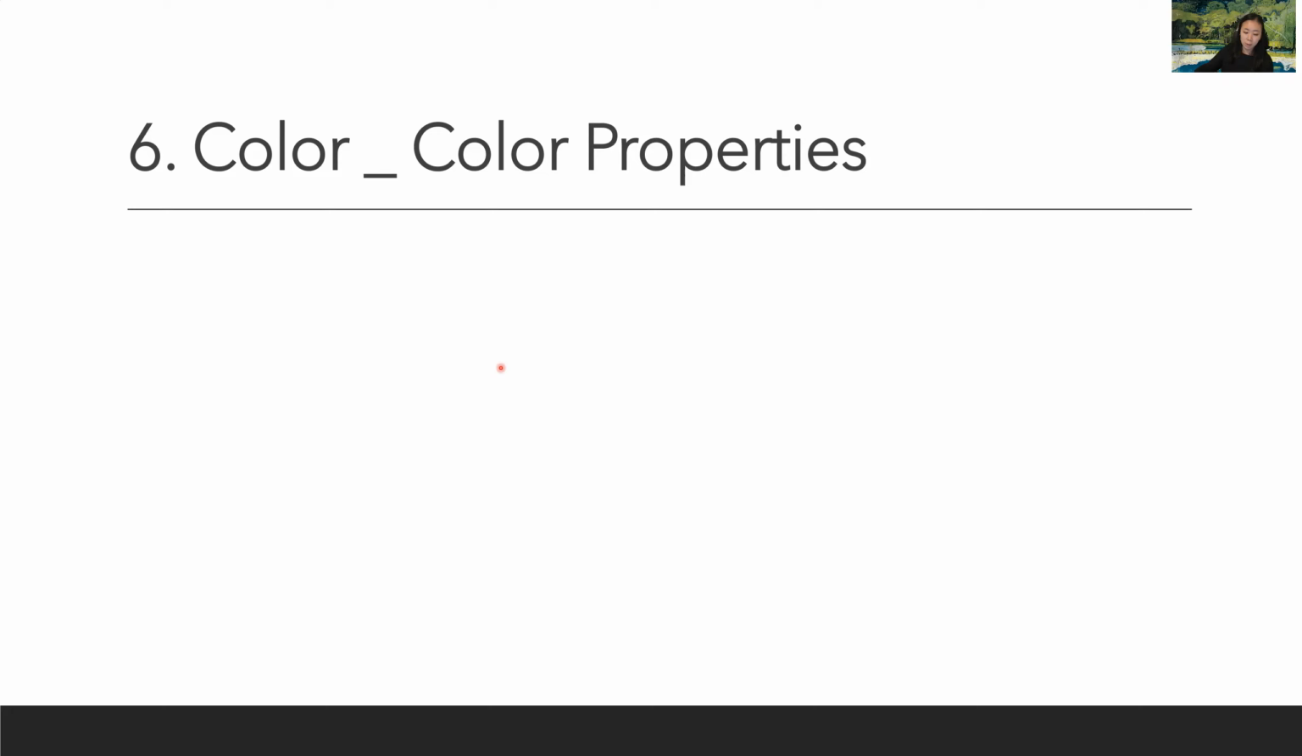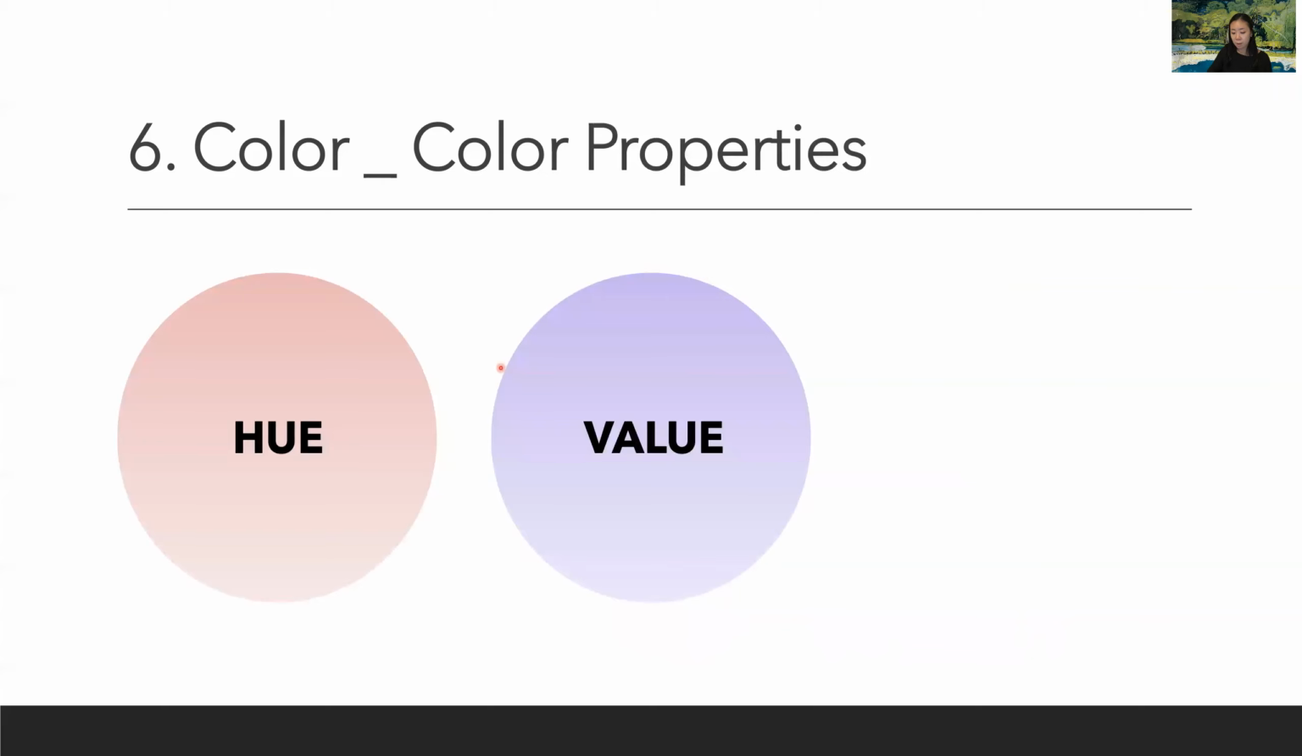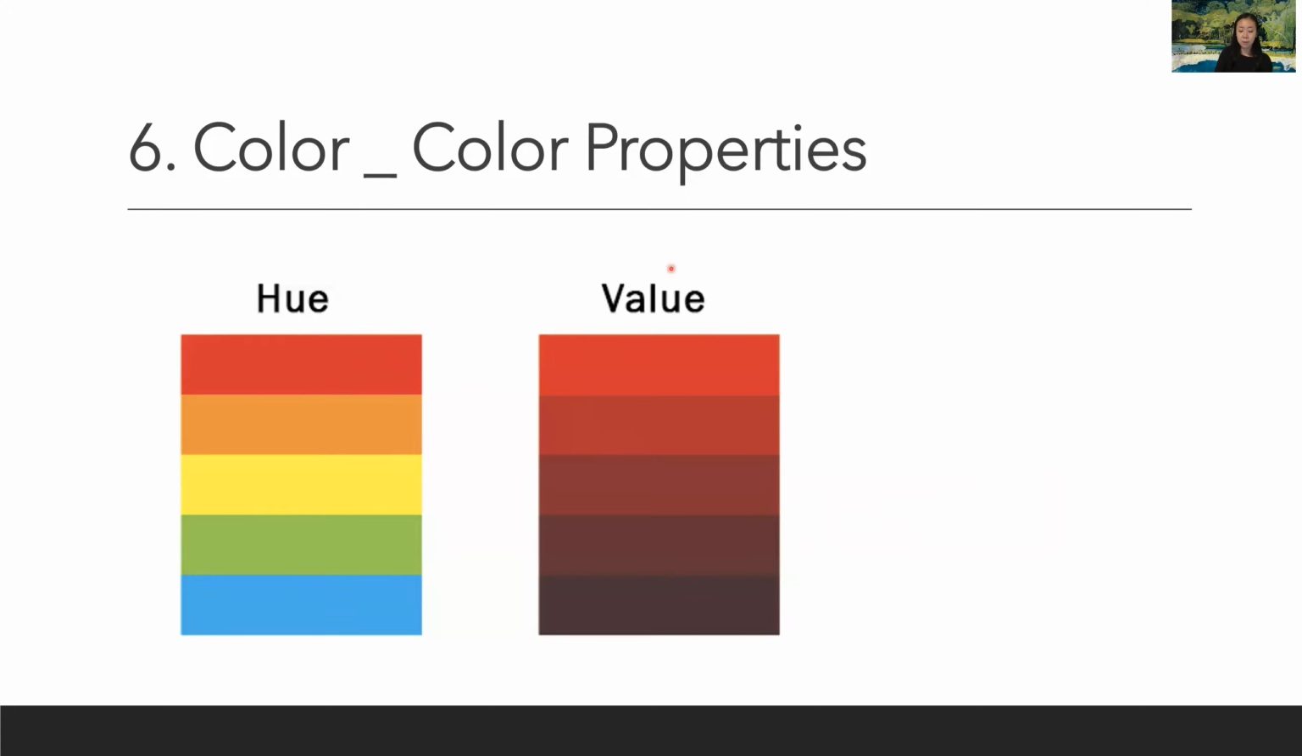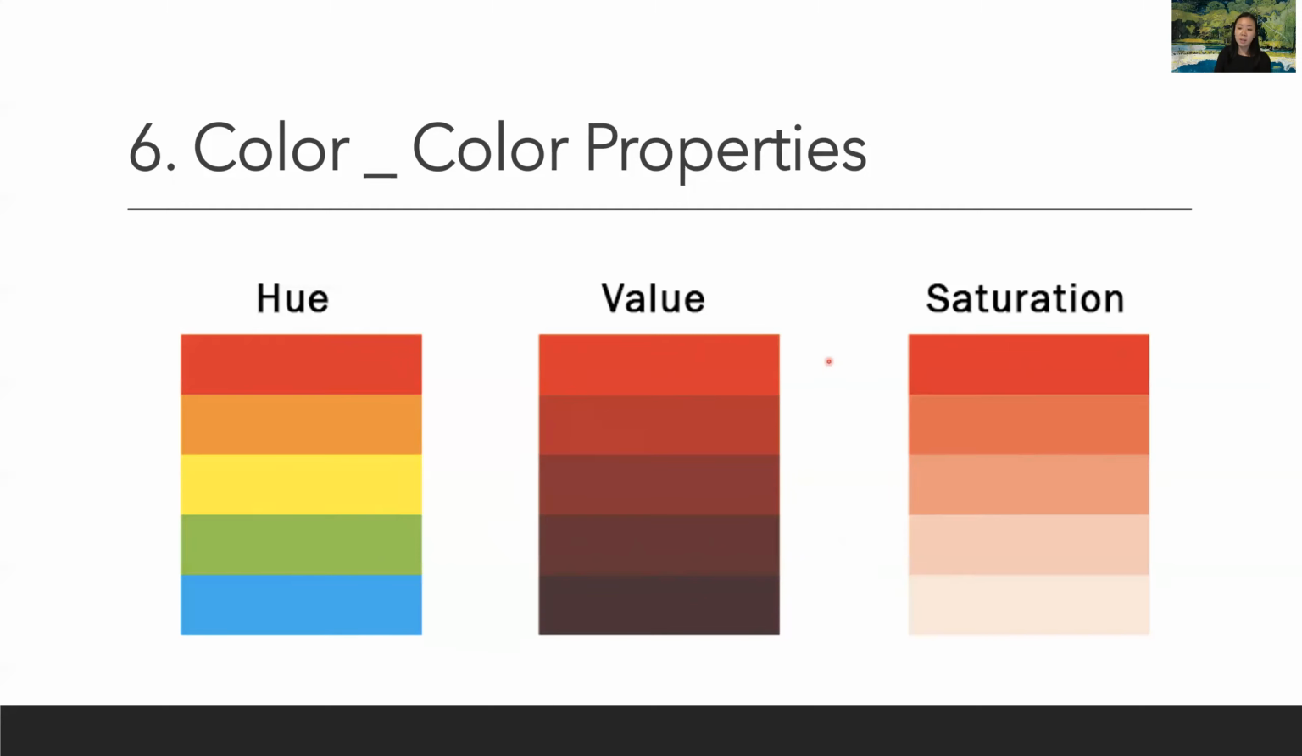So now, let's talk about color properties. So any color has 3 properties: hue, value, saturation. So hue is the name of color according to the categories of the color wheel. And value refers to relative lightness or darkness of the color. And saturation or intensity refers to the relative purity of the color.